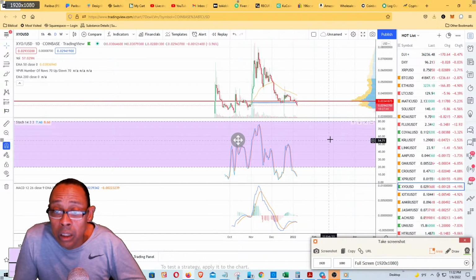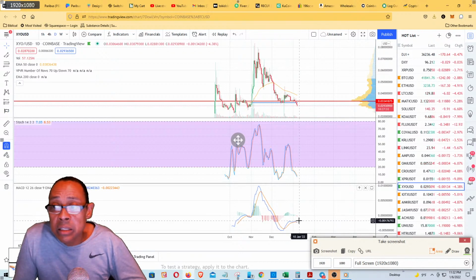XYO is looking ugly. We're still oversold, and both of these are moving down in a crossover on the MACD. But I like XYO, the project, and they've been doing a lot of advertising.